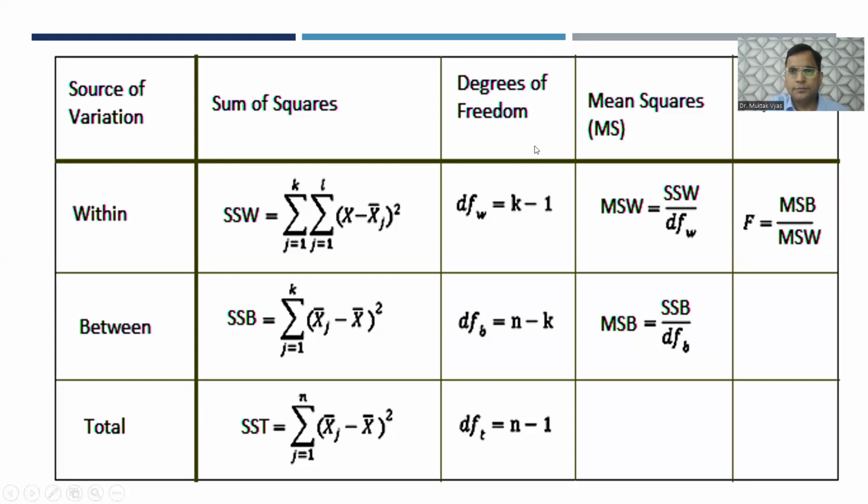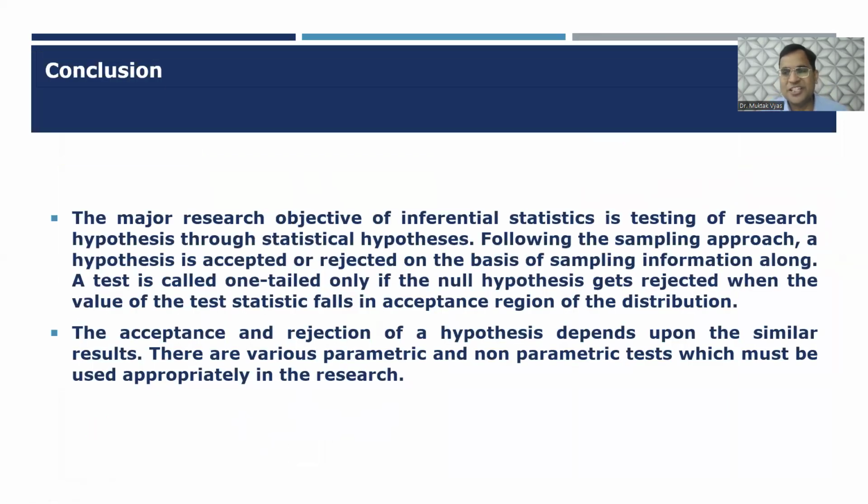Now, coming to the conclusion part. So we have studied parametric tests and non-parametric tests. The major research objective of inferential statistics is testing of research hypothesis through statistical hypothesis. Following the sample approach, a hypothesis is accepted or rejected on the basis of sampling information alone. A test is called one-tailed only if the null hypothesis gets rejected when the value of test statistic falls in the acceptance region of the distribution.